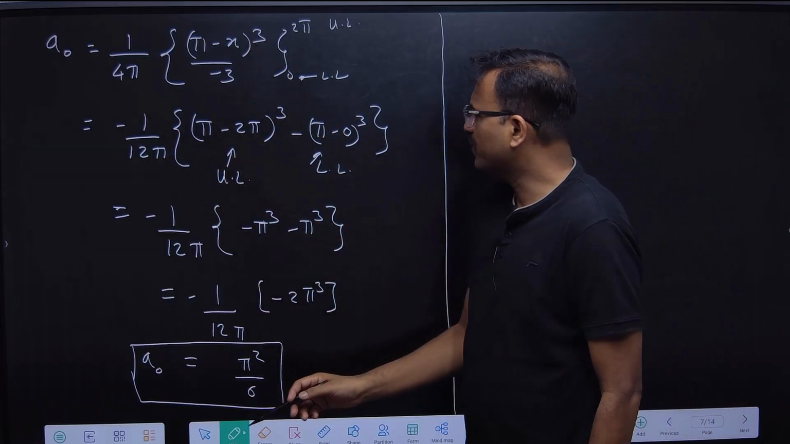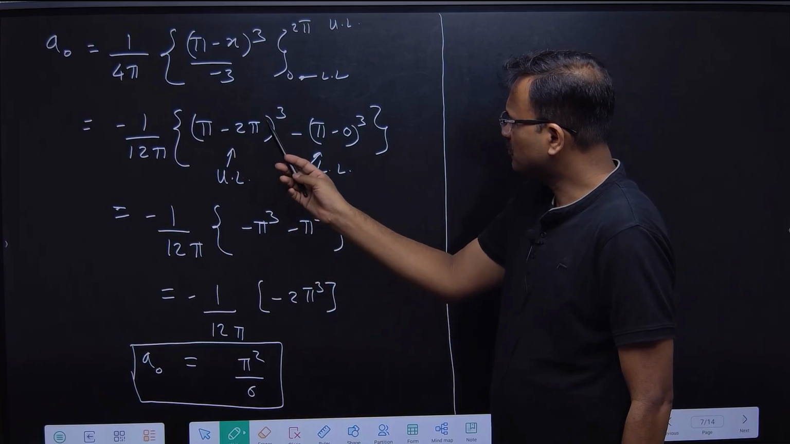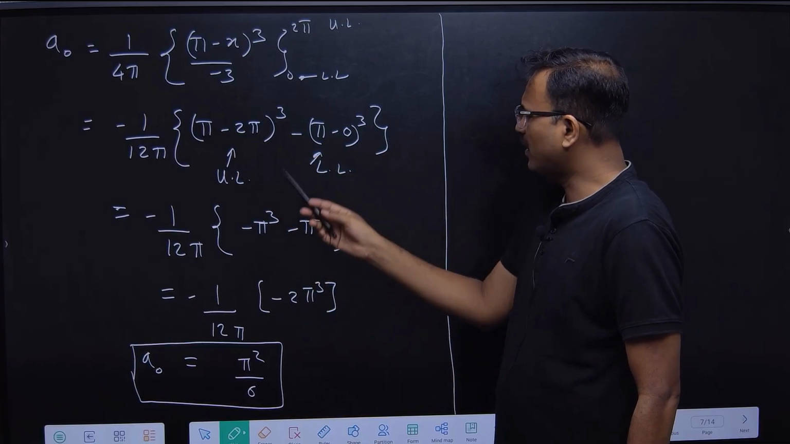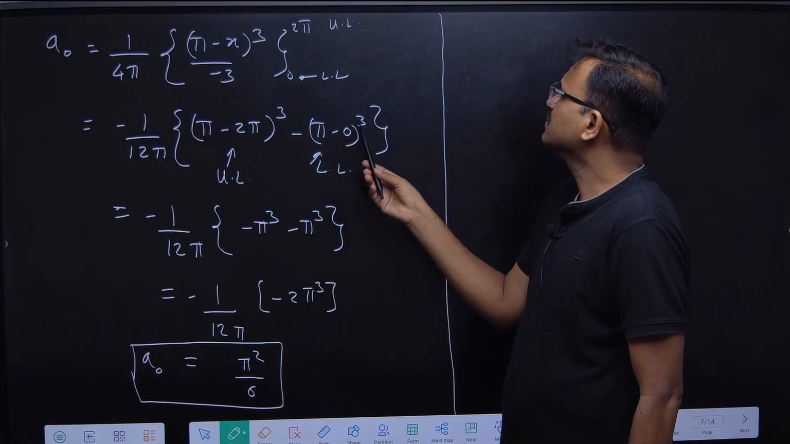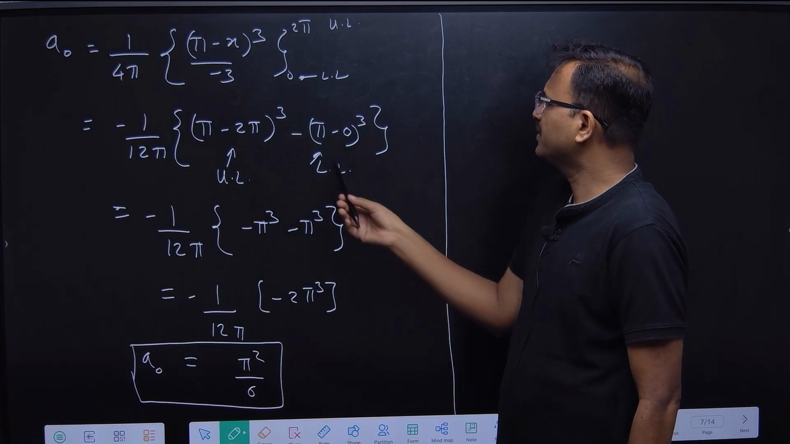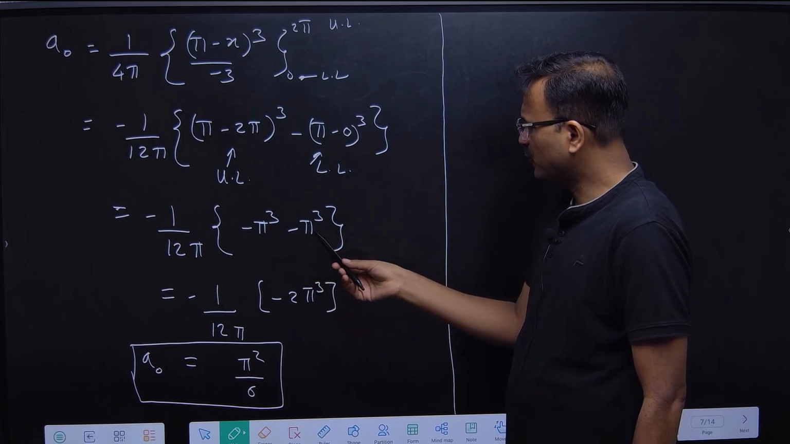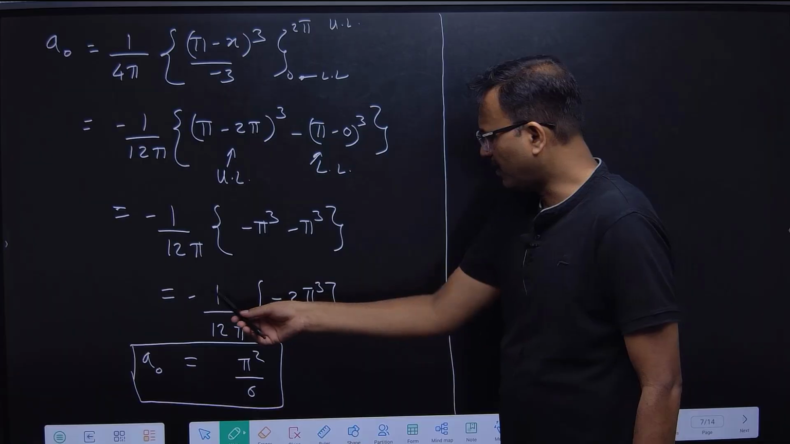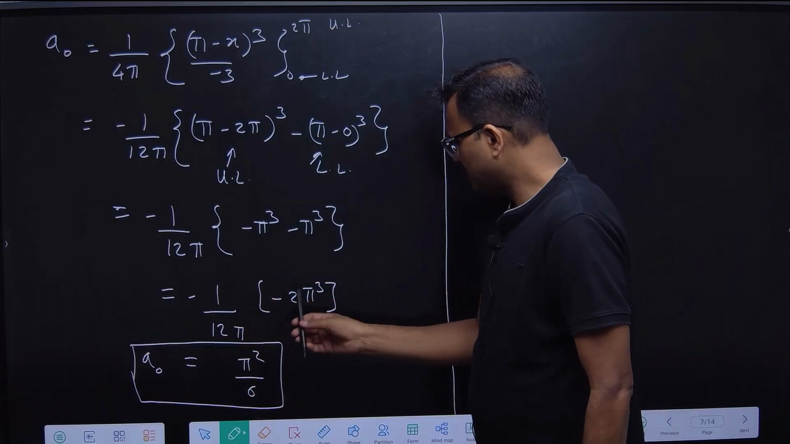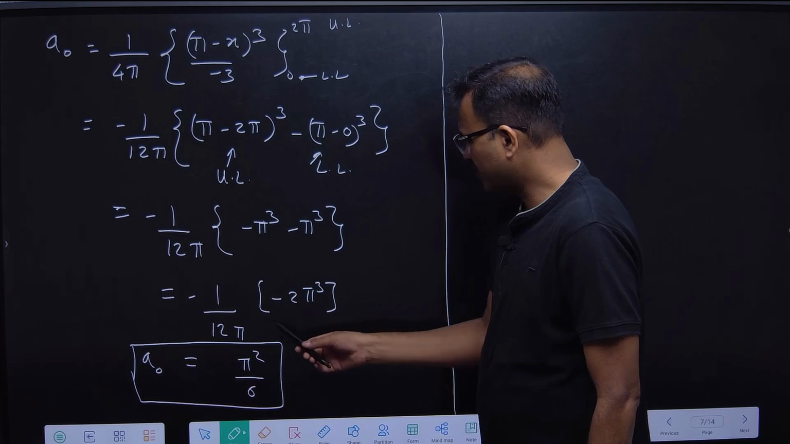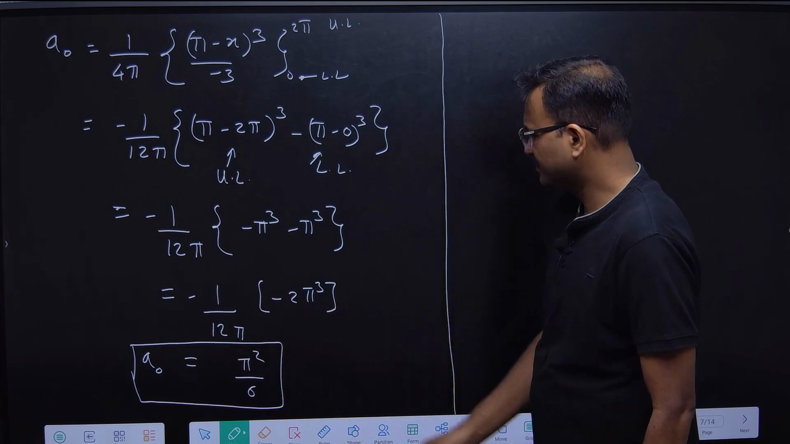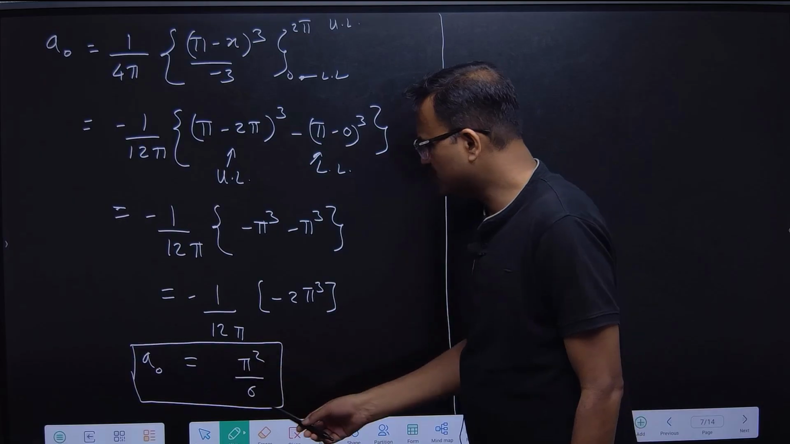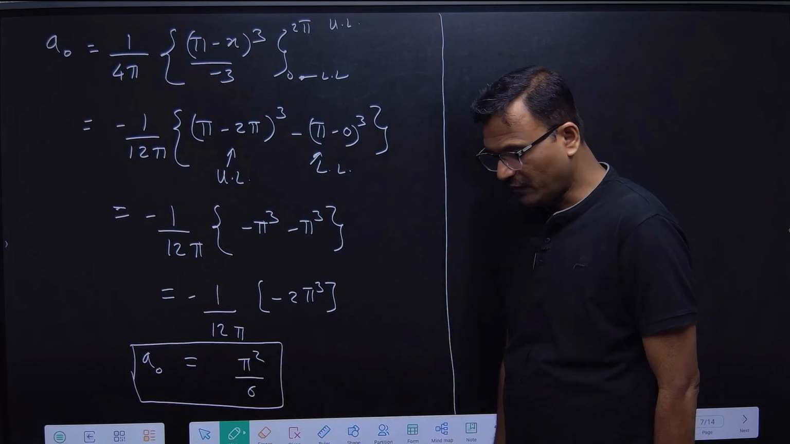Minus 3 we have taken already outside. Pi minus 2 pi becomes minus pi. Cube of minus pi is minus pi cube. This becomes pi cube. So see, it was upper limit minus lower limit. Minus pi cube minus pi cube becomes minus 2 pi cube. Minus into minus becomes plus. Pi cube upon pi becomes pi square. 2 upon 12 becomes 1 by 6. So we get a0 is pi square upon 6. We have found out the value of a0.